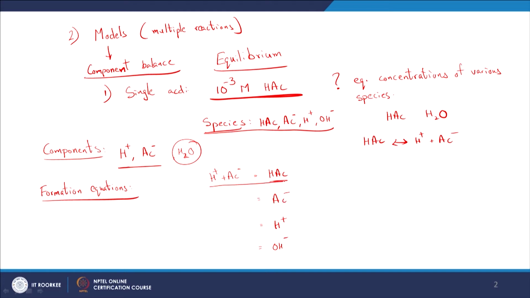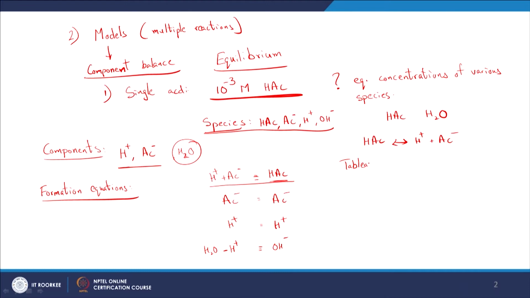Keep in mind that these are not chemical reactions, these are literally H plus plus AC minus going to HAC, and you only need one AC minus to form one AC minus, one H plus to form one H plus, and H2O minus H plus to be able to form your OH minus. So once you are comfortable with your component balance equations and such, you can, if you want to, skip the formation equations, not the reactions, and directly move on to the tableau.